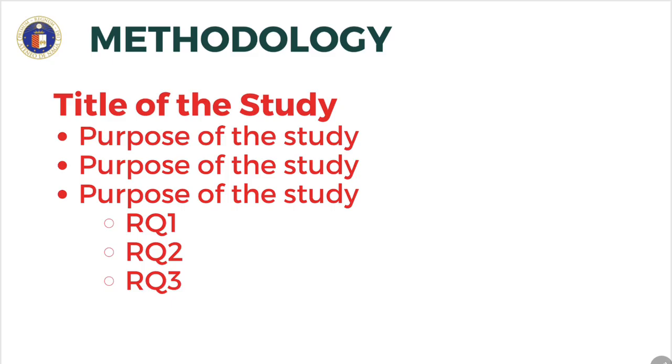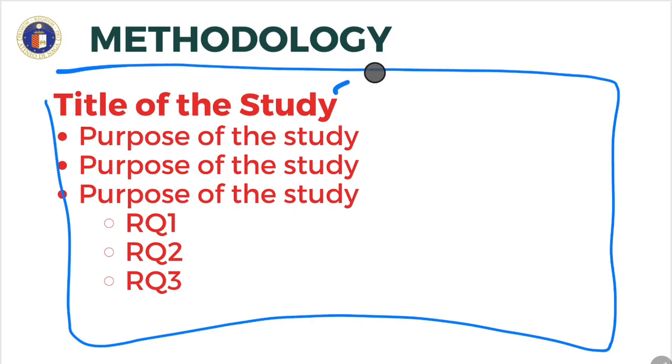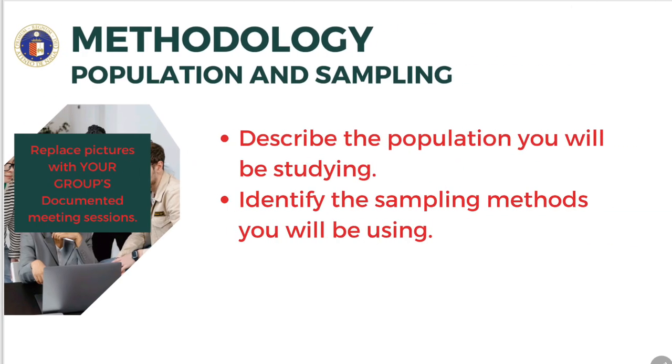Then, as we go now to the methodology portion, let's just have one slide where you will have a recap of the title of your study, purpose of your study, and research questions. Okay, so again, you may have key phrases for these portions, or if all of the information can be included here, it's okay. So write them in full, but if not, just use key phrases.